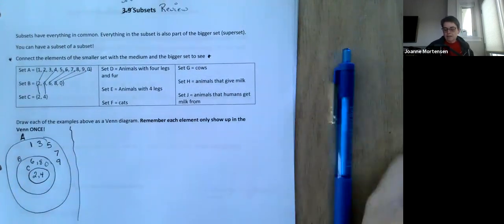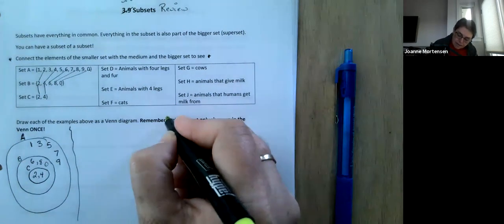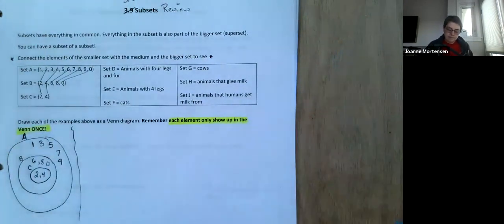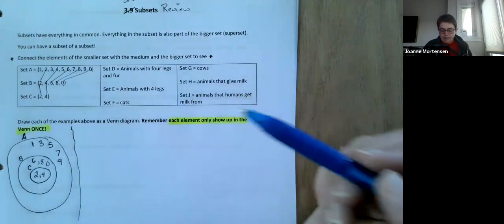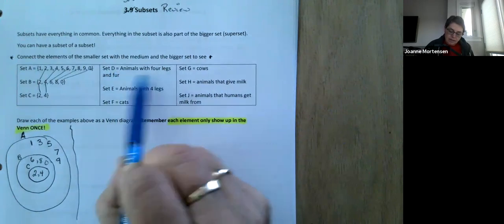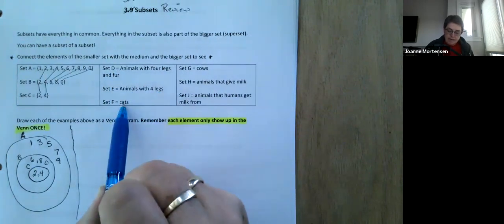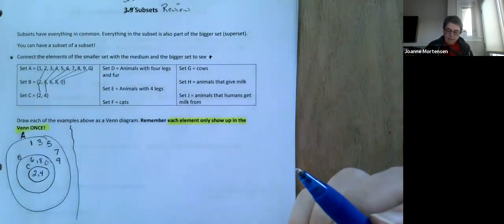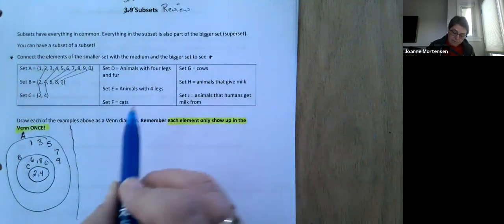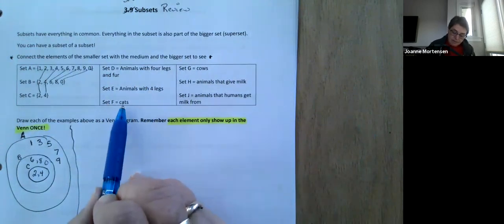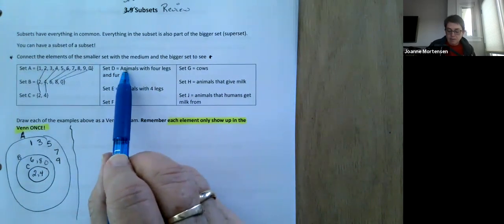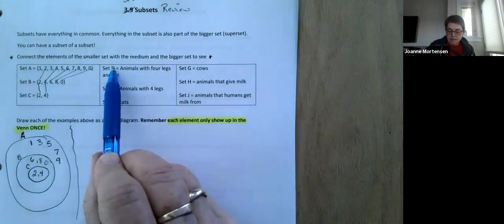So that's the key here, is each element only shows up once in your picture. Now, this one, you can't really connect, but let's figure it out. We got animals with 4 legs and fur, animals with 4 legs, cats. Well, which is the subset of the subset of the subset? How does that all work? Well, if you think about it, cats has got to be an animal with 4 legs and fur. So cats must be a subset of that one.